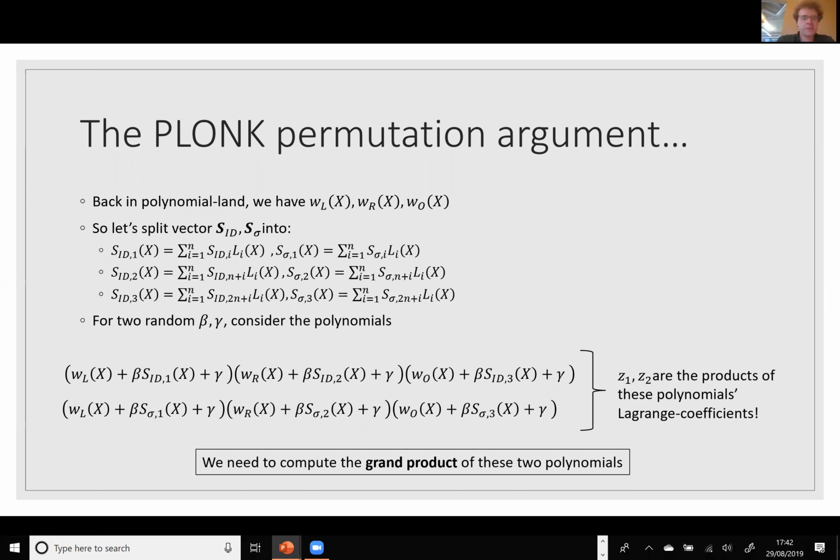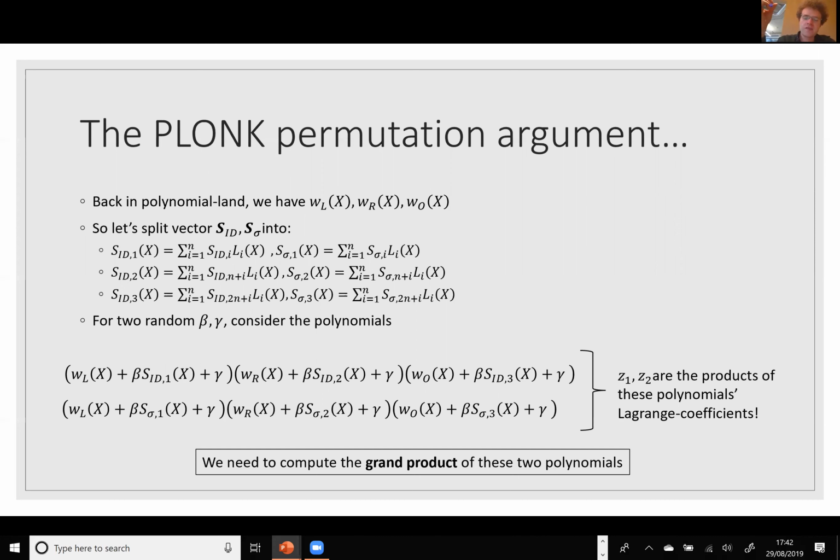But that's no bother. That's easy to fix, because basically we take that permutation vector we had from before, and we split that down into 3 components as well. So we have that identity permutation, which was literally just a list of integers increasing in value. You can split that down to 3 different polynomials, and similarly you can do the same with your copy permutation vector.